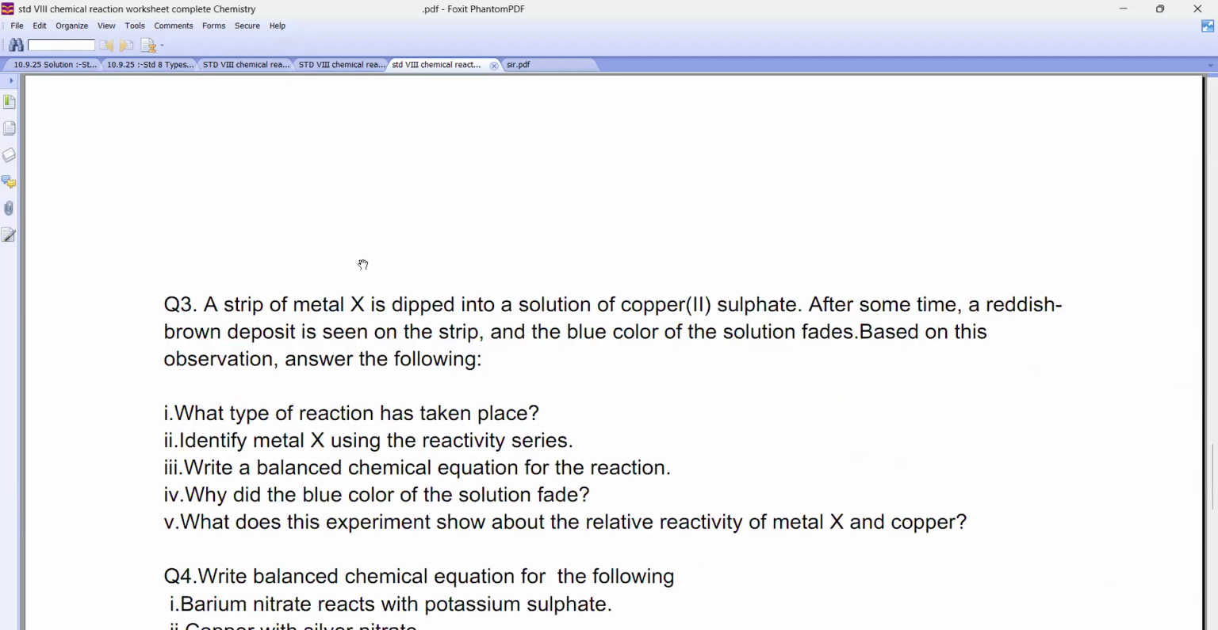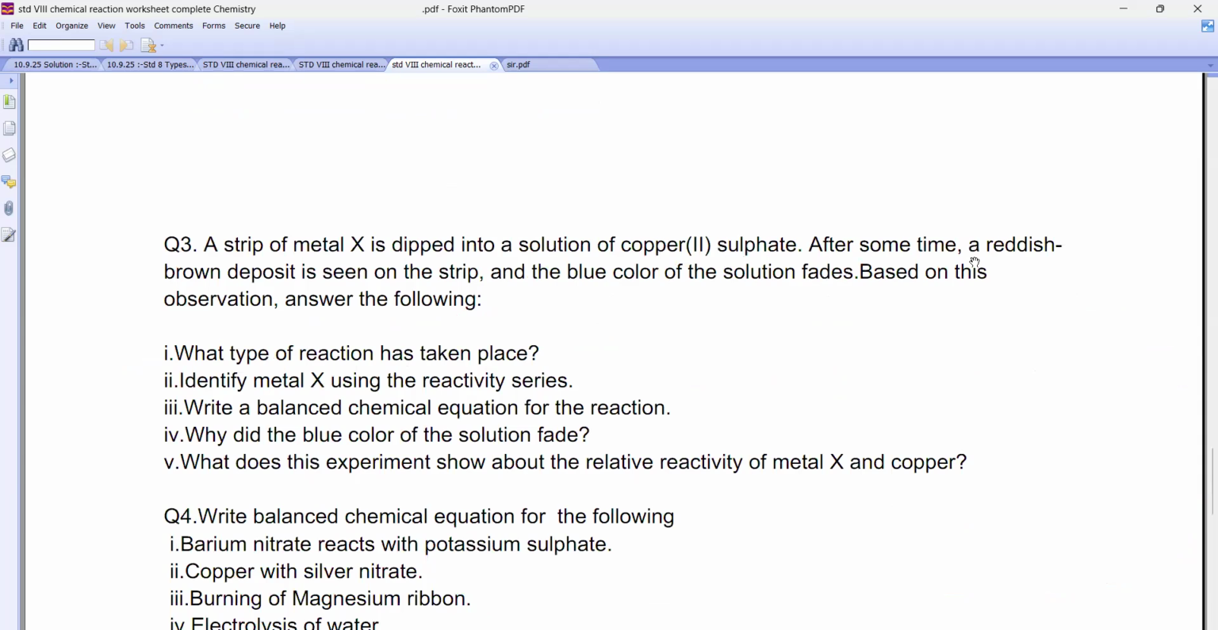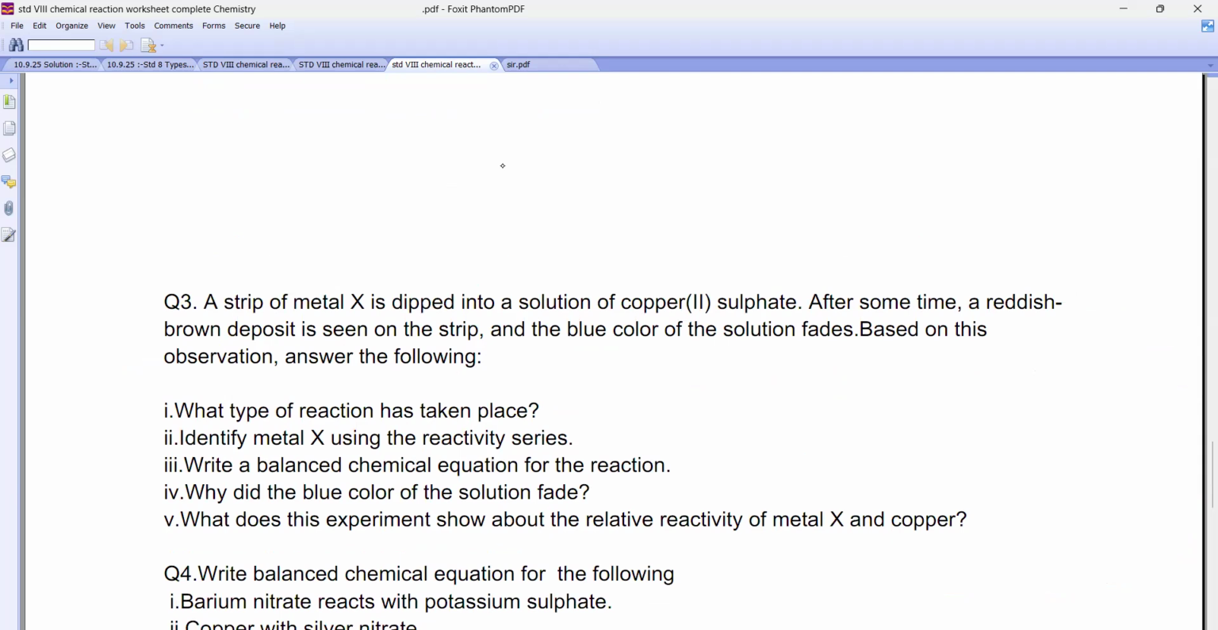A strip of metal is dipped into copper sulfate. After some time, a reddish brown deposit is seen on the strip. The blue color of the solution fades. Based on this, I'll tell you what reaction we have done right now. The blue solution fades. So which strip am I going to take?